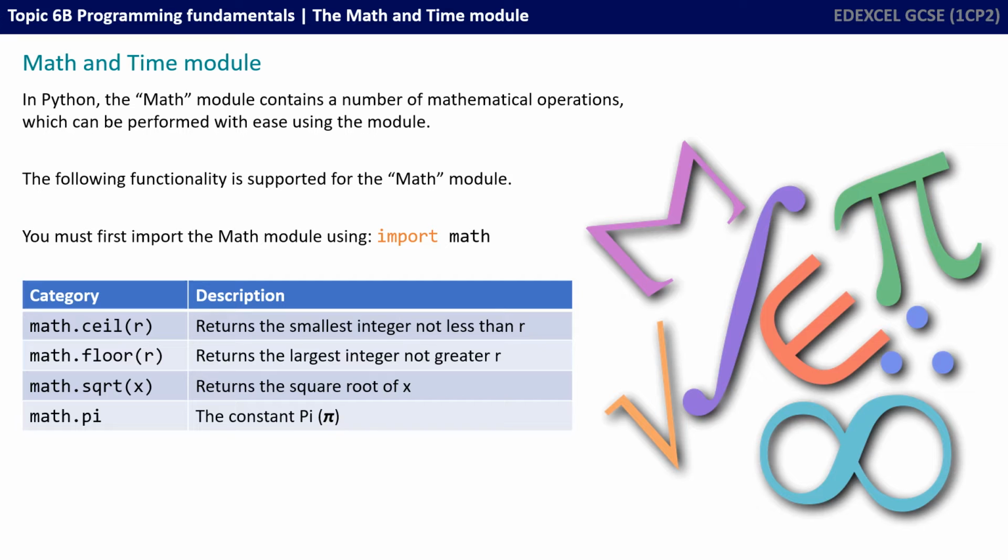Now with the Math module, you must make sure to first import it. So at the top of your code, you'd write import math. We've got ceil, floor, sqrt and pi. Let's take a look at them.